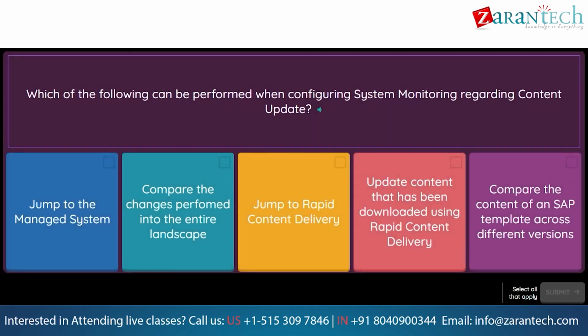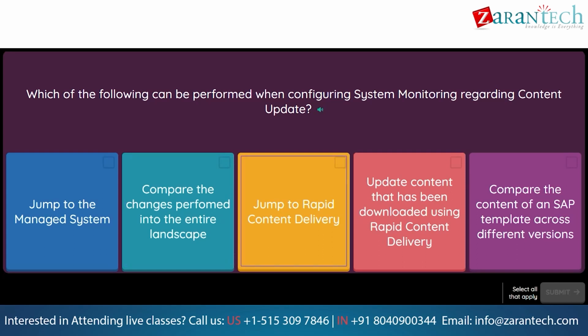Question: which of the following can be performed when configuring system monitoring regarding content update? Option 1: jump to the managed system. Option 2: compare the changes performed in the entire landscape. Option 3: jump to rapid content delivery. Option 4: update content that has been downloaded using rapid content delivery. Option 5: compare the content of an SAP template across different versions.